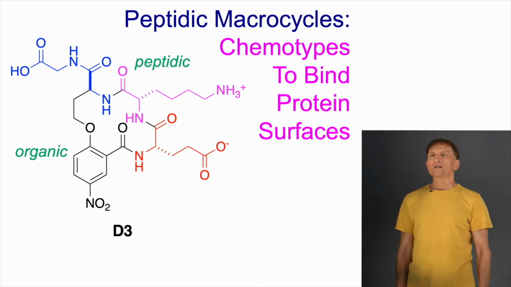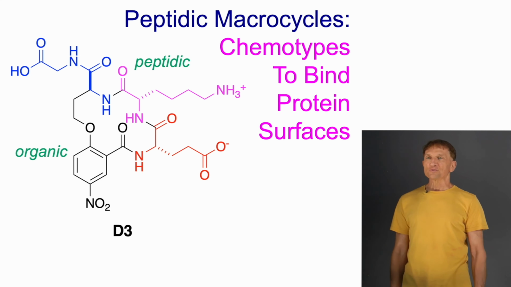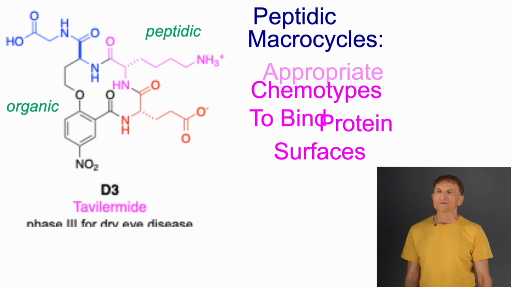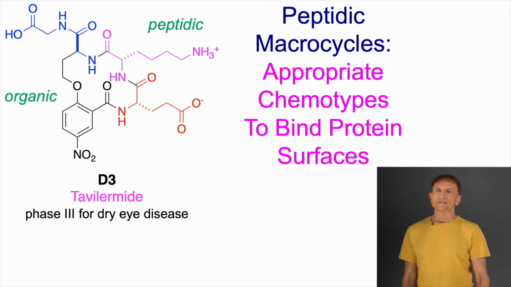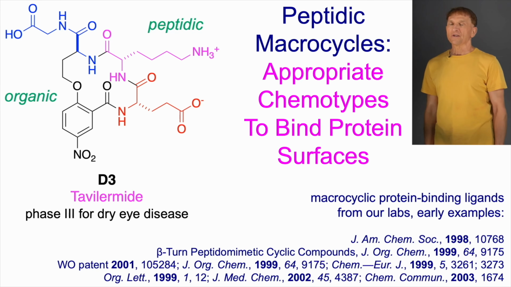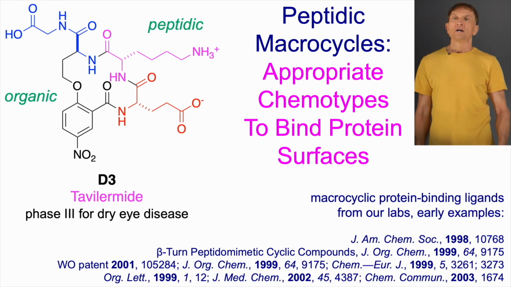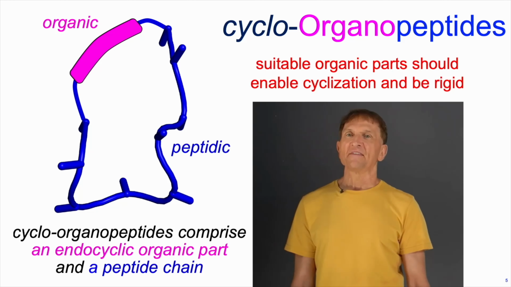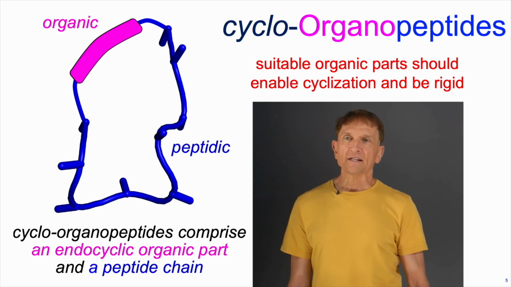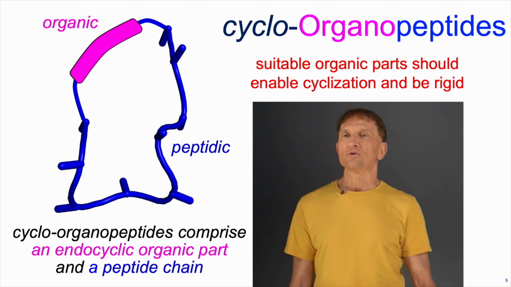In our group, we started working on peptidic macrocycles a long time ago, and this is one of our first compounds, a compound we call D3, which did very well. It's reached at least phase 3 of dry eye disease clinical trials. We started working on that in 1998. Now lots of people work on cyclo-organopeptides. That's what we're calling these now. They're cyclic, they've got an endocyclic organic part and a peptidic part.